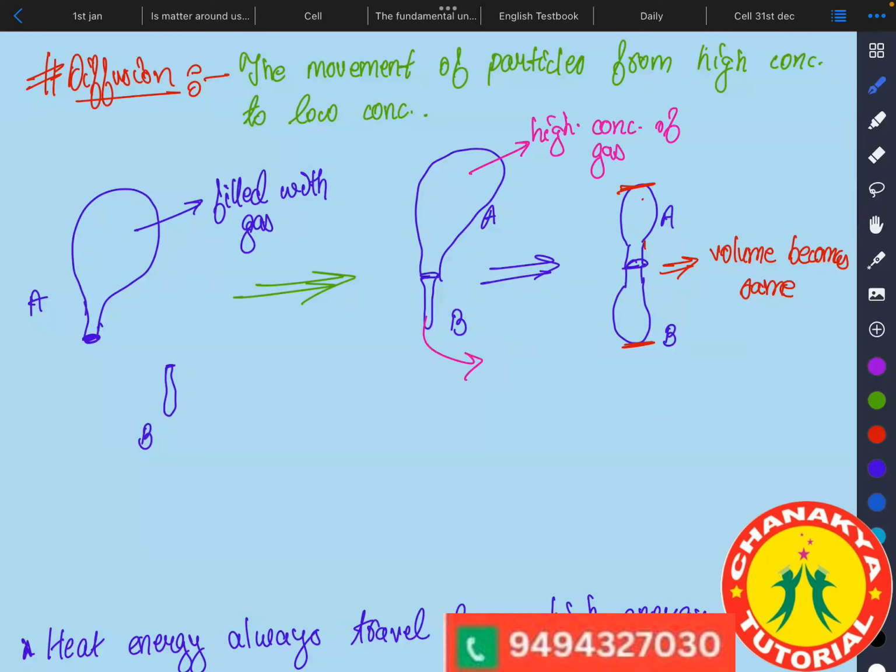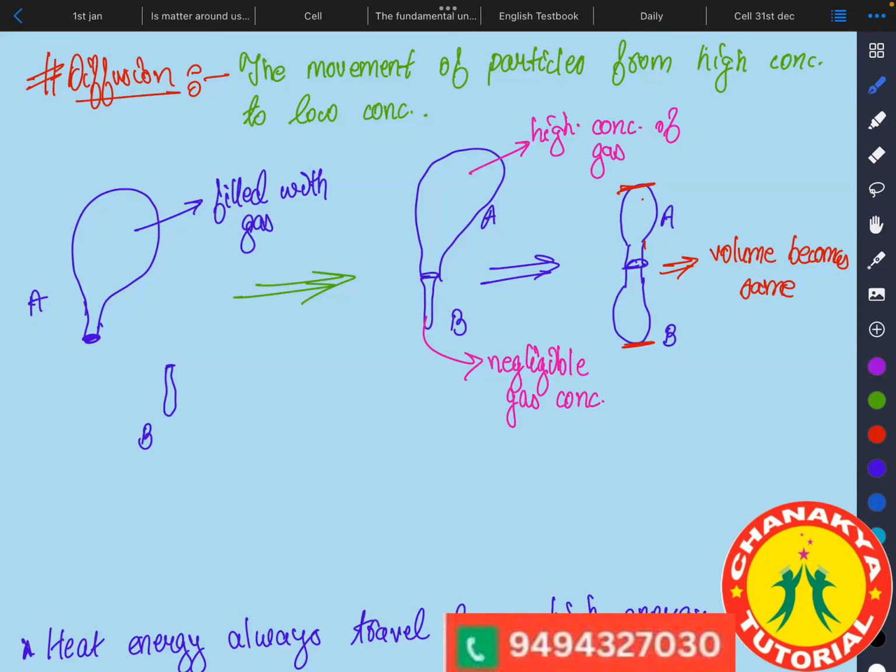I am saying low concentration, almost zero, negligible. B had negligible gas concentration. After attaching, I observed that A has higher concentration and B has lower concentration. So the gas from higher concentration will move to B, which had lower concentration. So this is the phenomenon of diffusion.